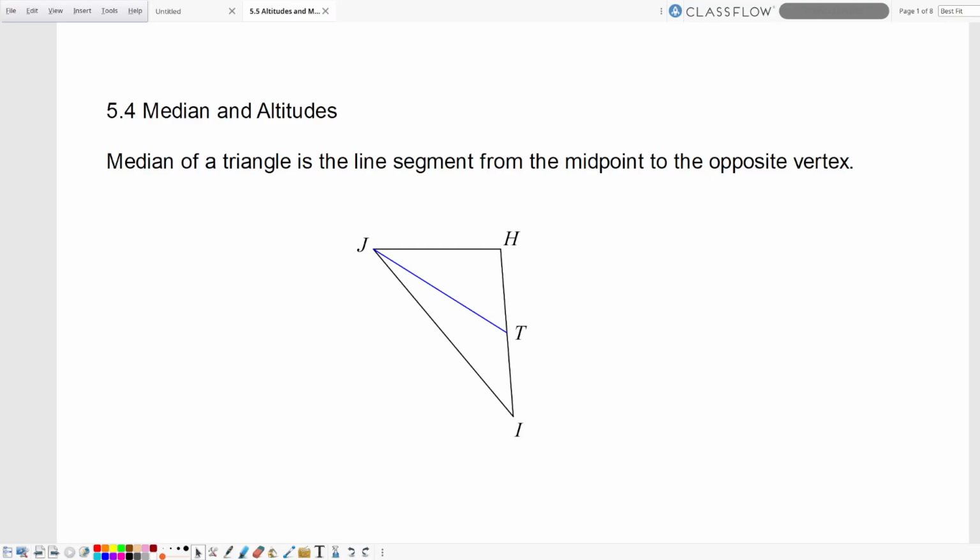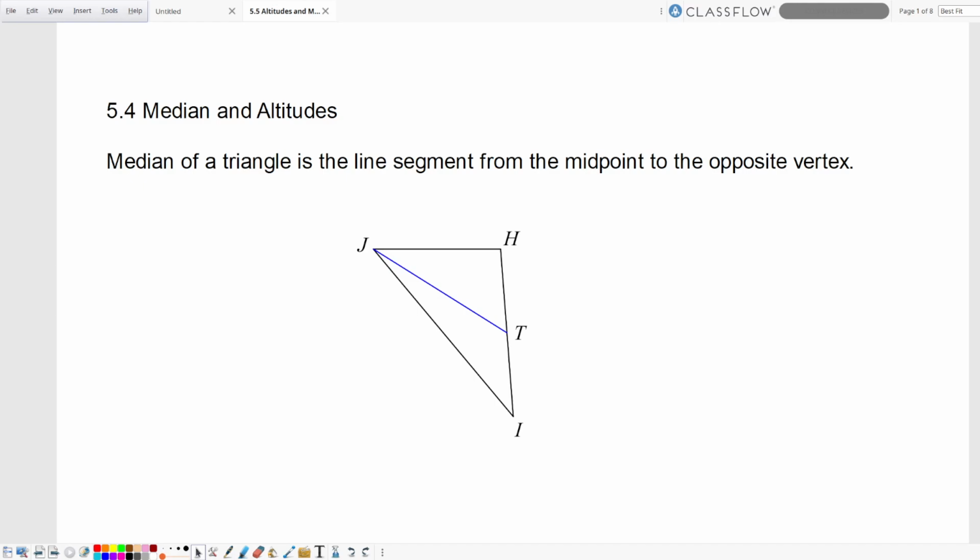Okay, so today we're going to take a look at 5.4, which is medians and altitudes. So we've skipped some sections, but we're going to pick up on some things that are fairly short definitions, and we'll have a little bit of actual math work on this, but mostly we're going to focus on definitions in 5.4. So in 5.4, we're taking a look at what are known as medians and altitudes.